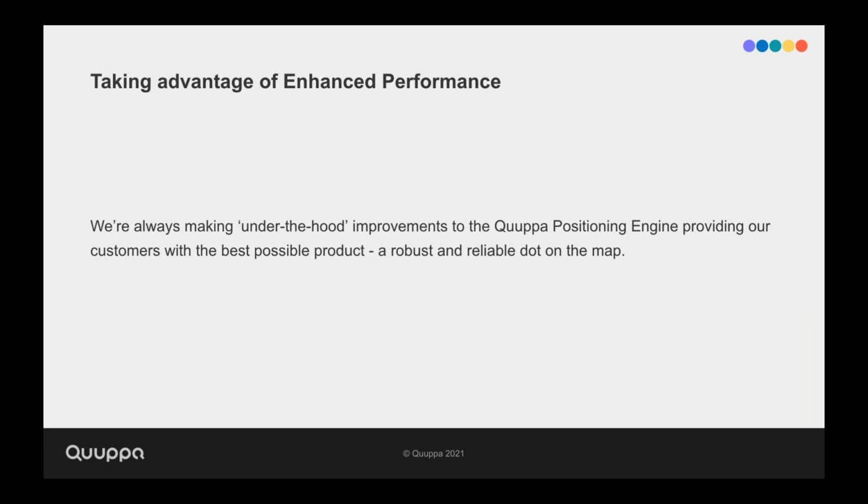And finally, it wouldn't really be a software release without a little performance enhancement. So at Quuppa, we're always making a variety of these under the hood improvements to our algorithm, our software, our API, to provide customers with the best possible experience and best possible product at the end of the day. So that's that robust and reliable dot on the map.